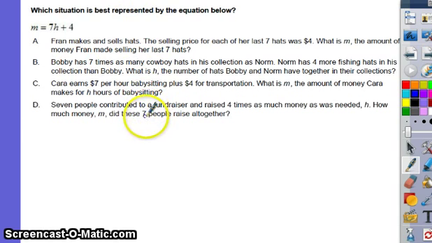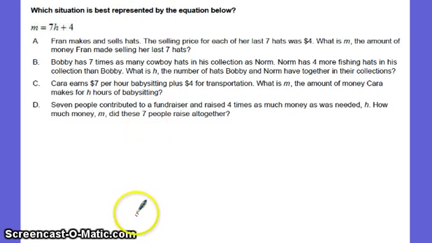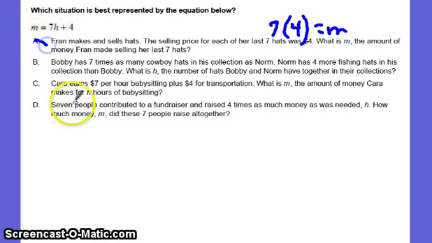Which situation is best represented by the equation below? A. Fran makes and sells hats. The selling price for each of her 7 hats was $4. And that would be 7 times 4. What is the amount of money that Fran made selling her 7 hats? That's what that equation would look like, so this is not it.